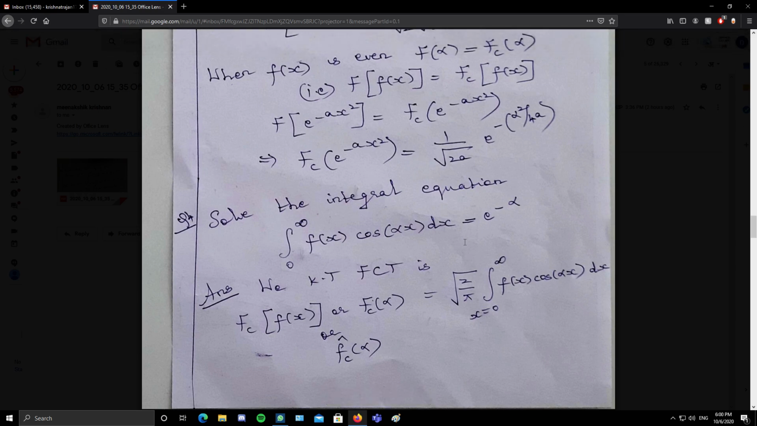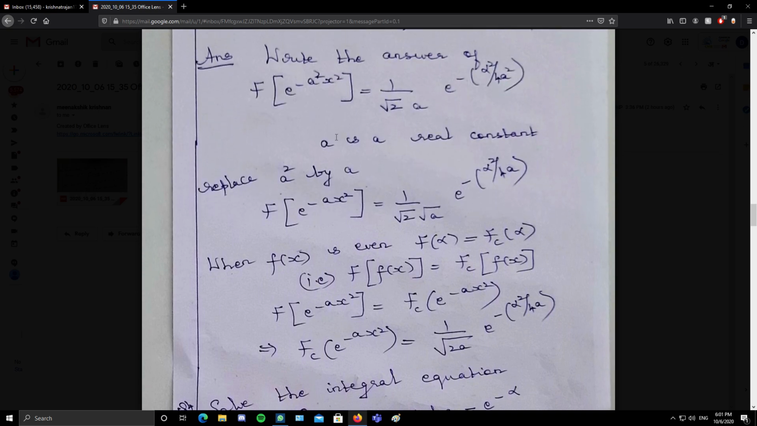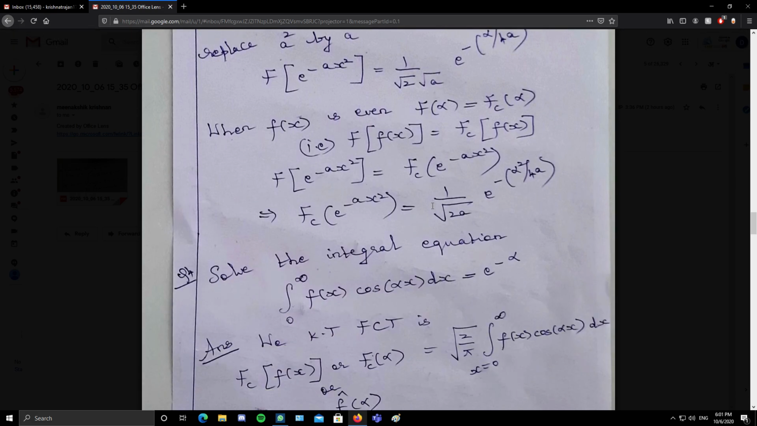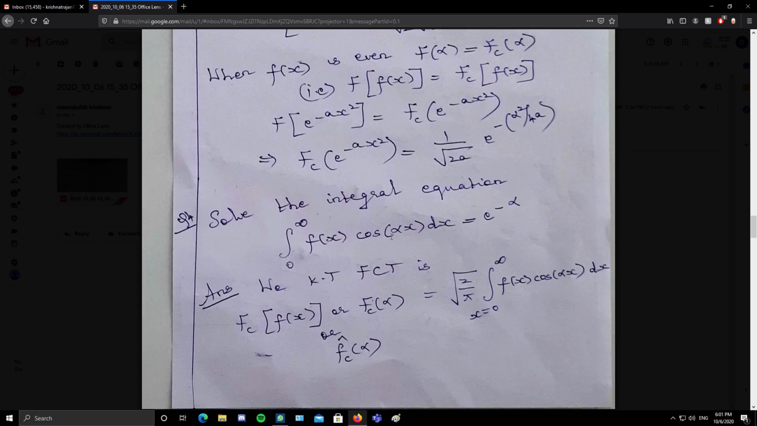That means transform is used to solve definite integrals. So if you solve the integral equation, it means you have to find the unknown function f of x. See, in the previous problem you are given f of x. You are asked to find the transform. You are asked to find the cosine transform. But here you don't know f of x. You can find f of x, you can find the given function using cosine transform.